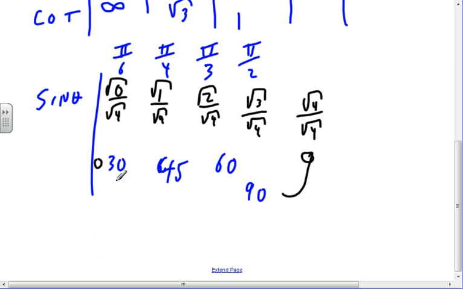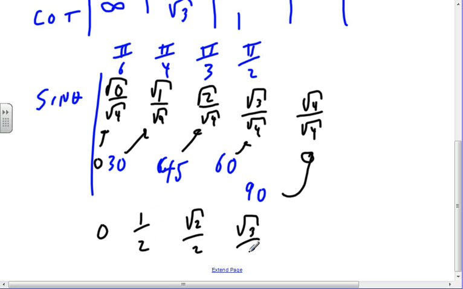There's a 0 sitting here. That guy goes to 0. That guy goes there. This guy goes over here. All right, now I'm all set. 0, square root of 1. So that'd be 1/2. 1/2, square root of 2 over 2, square root of 3 over 2, square root of, no, that'd be square root of 4 over the square root of 4 is 1.